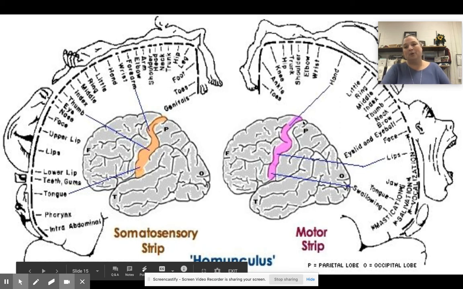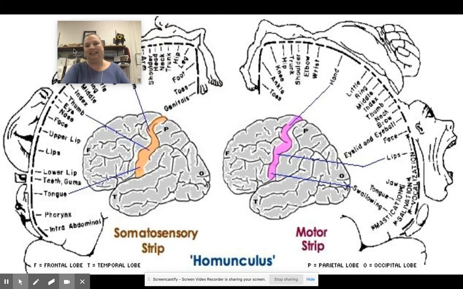Over here, you've got your motor strip. Let's take a look at that one over here. Notice how much of your motor strip, your movements, go towards your face and your hands as compared to your foot or your ankle or your knee even. Isn't that crazy? Take a look at the amount that goes towards swallowing, your tongue, and your jaw.